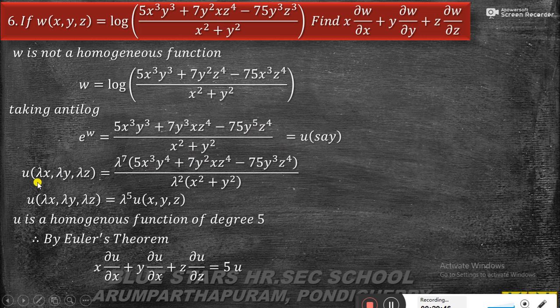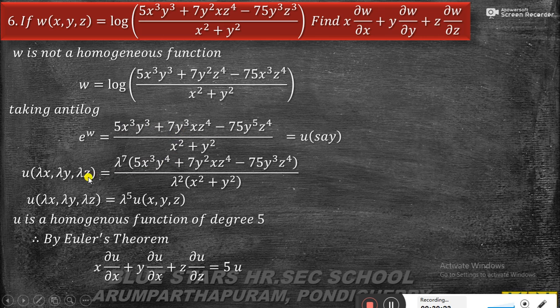Now I substitute in u of λx, λy, λz. That means x equals λx, y equals λy, z equals λz. I substitute in the above function, which I take as u. So 5 into x to the power 3: x³ means λ³x³, y⁴ means λ⁴y⁴. So λ³ times λ⁴ means λ⁷. So 5λ⁷x³y⁴ plus again.